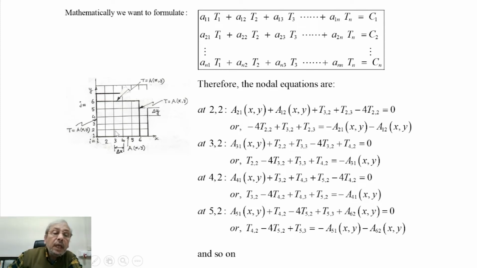Similarly, at the point 3,2, we write a31 plus t22 plus t33 plus t42 minus 4 times t32, and again we transfer the known term on the right hand side and rearrange these terms, unknown terms, that means unknown temperature with their appropriate coefficients on the left hand side.